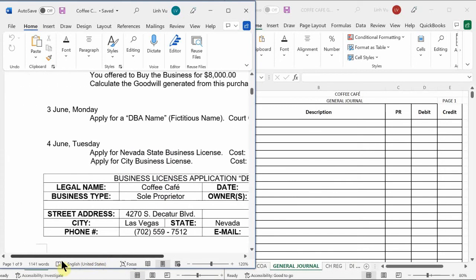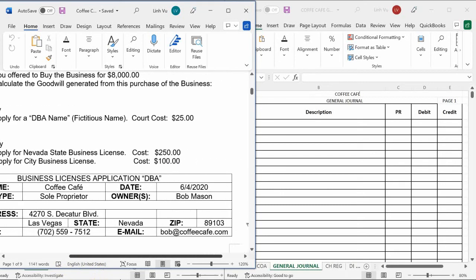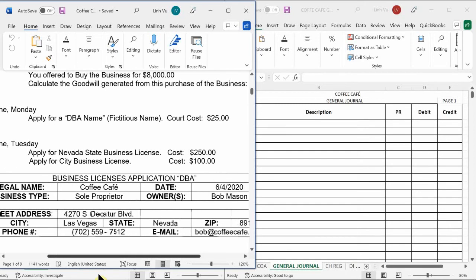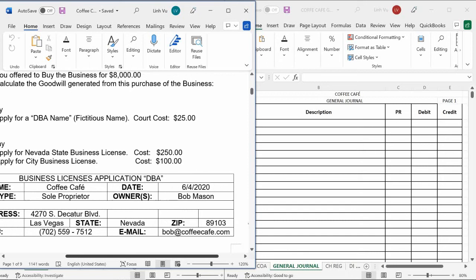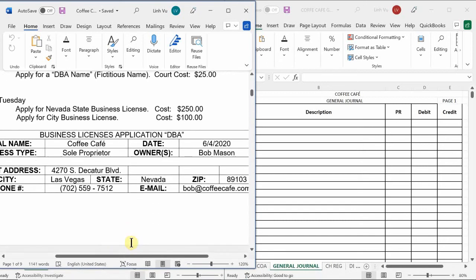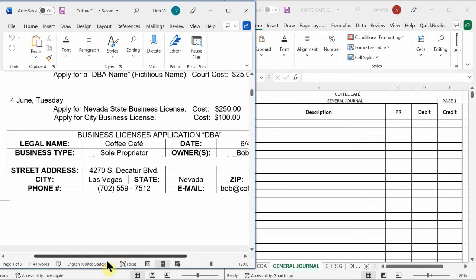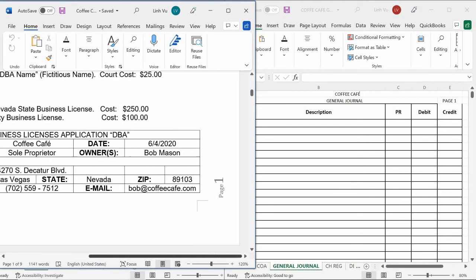On June 4th, we applied to the Nevada State Business for the Nevada business license, which cost us $250, and we also had to pay for the city business license, a business city permit, which cost us $100. So here we submitted a document that we are applying for a business license where the owner is going to be Bob Mason. We're going to name it Coffee Cafe. It's a sole proprietorship.